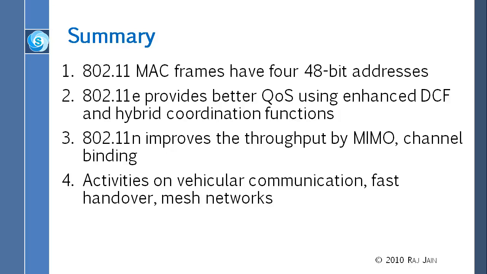That is 11E. 11N improves the throughput. And how does it improve the throughput? By 2 things. I had a list of 10 things, by the way, but the 2 main top things are MIMO and channel bonding. What is MIMO? Multiple antennas, right? And what is channel bonding? Instead of having 20 megahertz, where each channel is 20 megahertz, you use 2 of them, 40 megahertz. Then there are activities going on in vehicular communication, fast handover, mesh networks, and so on and so forth. Those are the things we talked about. You should go to the library and read, please.